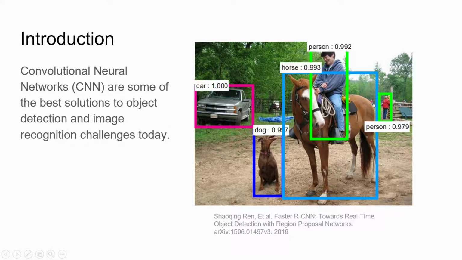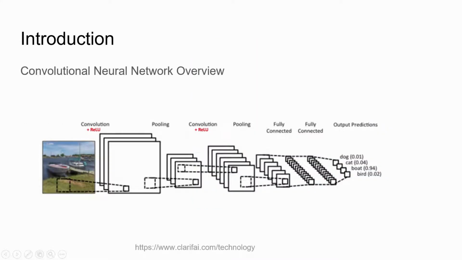Convolutional neural networks, CNN for short, are a deep learning technique that excels at solving computer vision challenges. More specifically, they are some of the best solutions to object detection and image recognition today. Convolutional neural networks achieve this by transforming an input through a convolutional layer, a pooling layer, and then a fully connected layer. These layers can be repeated multiple times to develop the network.